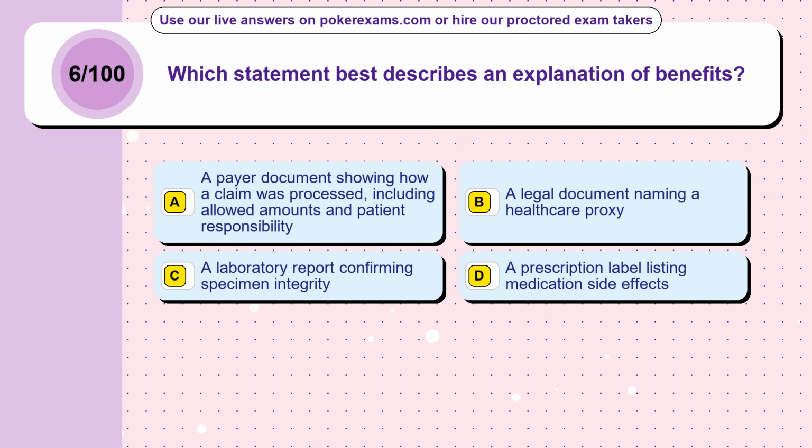Question 6. Which statement best describes an explanation of benefits? Option A. A payer document showing how a claim was processed, including allowed amounts and patient responsibility. Option B. A legal document naming a healthcare proxy. Option C. A laboratory report confirming specimen integrity. Option D. A prescription label listing medication side effects.